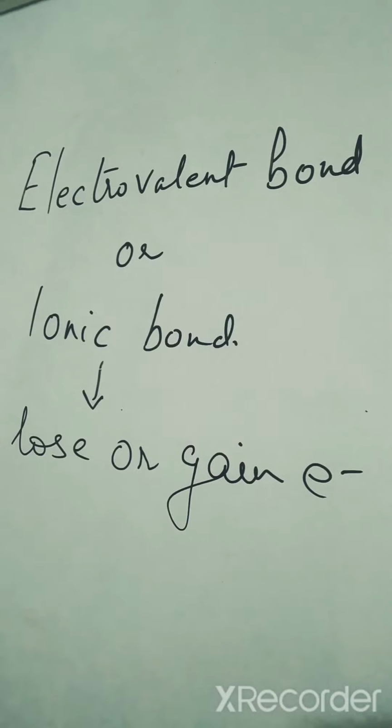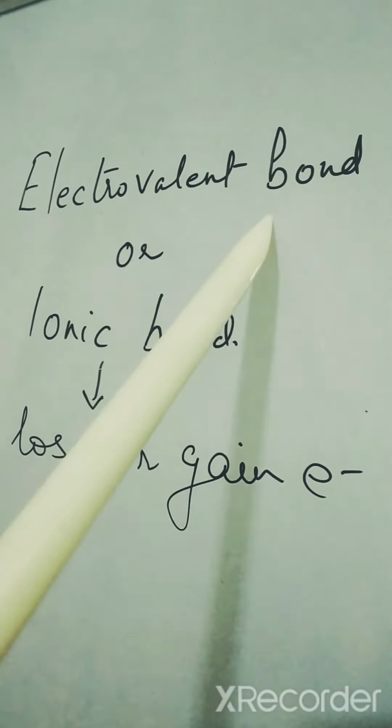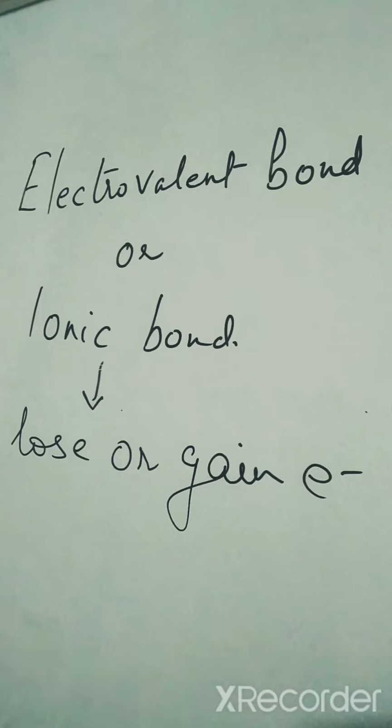Today I am going to teach you about the topic electrovalent bond or ionic bond. They are the bonds which are formed by the acceptance or donation of electrons. Acceptance or donation means either an atom will give an electron and the other atom will gain an electron. Okay, so this is an electrovalent or ionic bond.